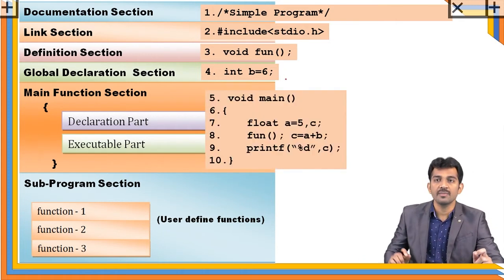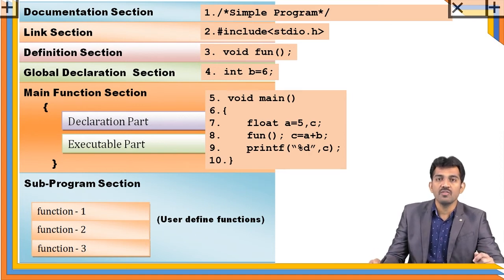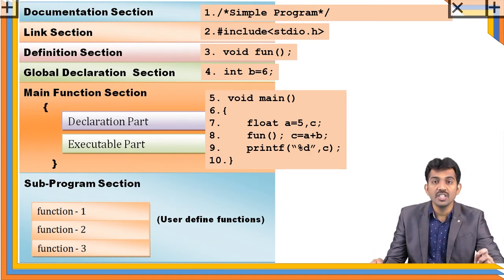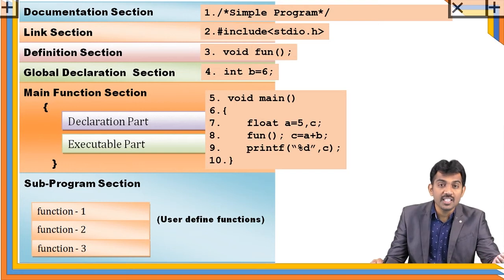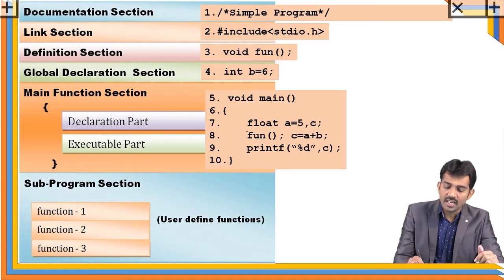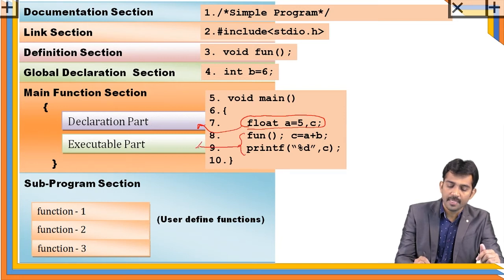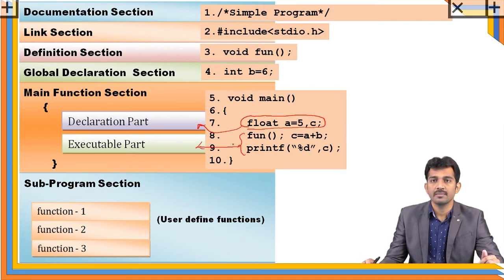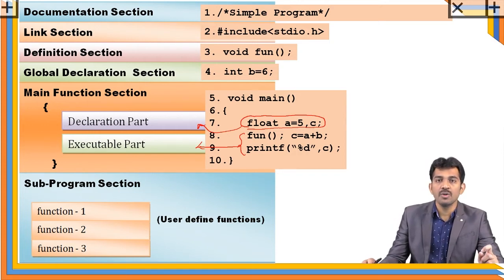Next, main function. This is the main function. As I said, the main function is divided into 2 parts, declaration part and executable part. This is the declaration part, and these 2 sections are called the executable part. Is this clear?